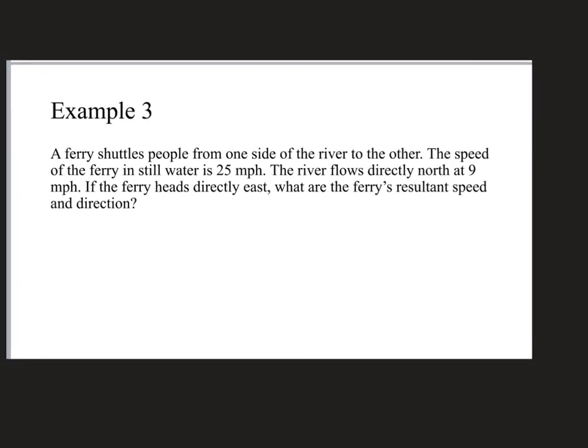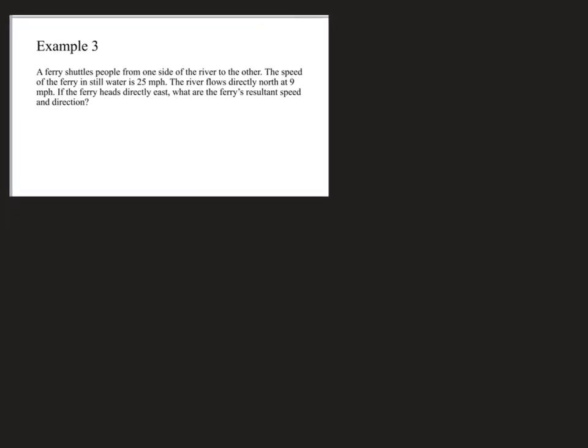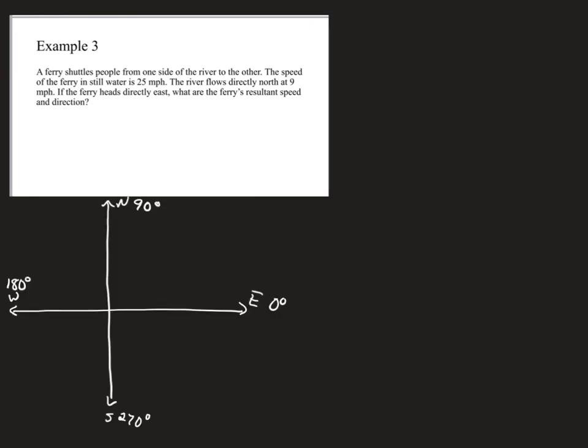Okay, again, like all problems, I'm going to start by setting up my compass. Okay, and we have two things that are happening here. The ferry in still water travels 25 miles per hour, and the ferry is headed directly east. So I'm going to draw that vector for the ferry. I am also going to go ahead and find the vector in component form.